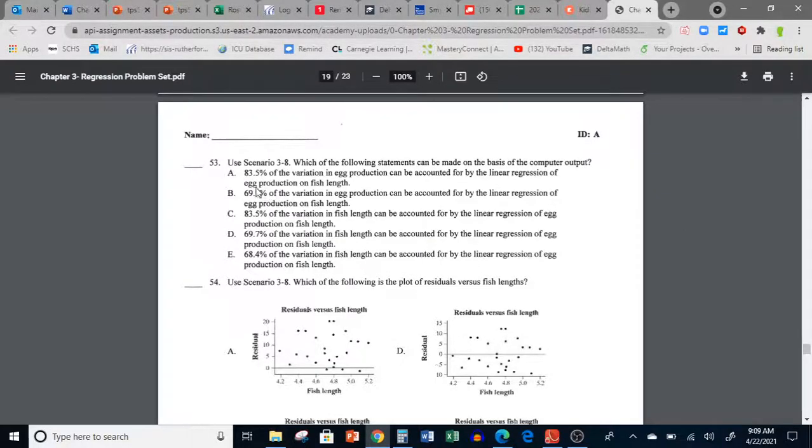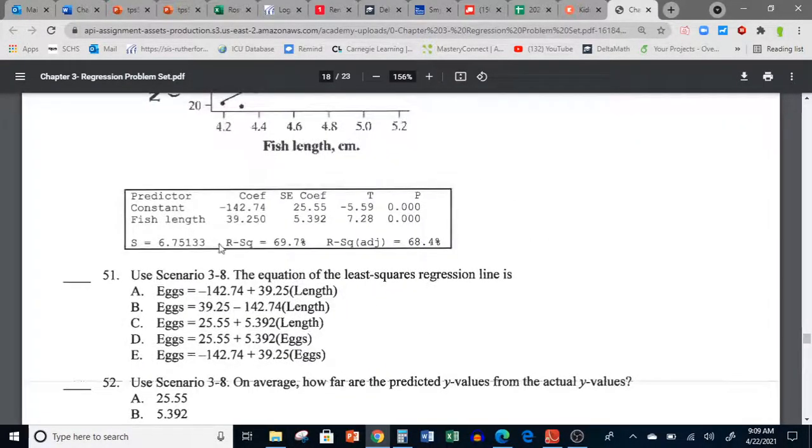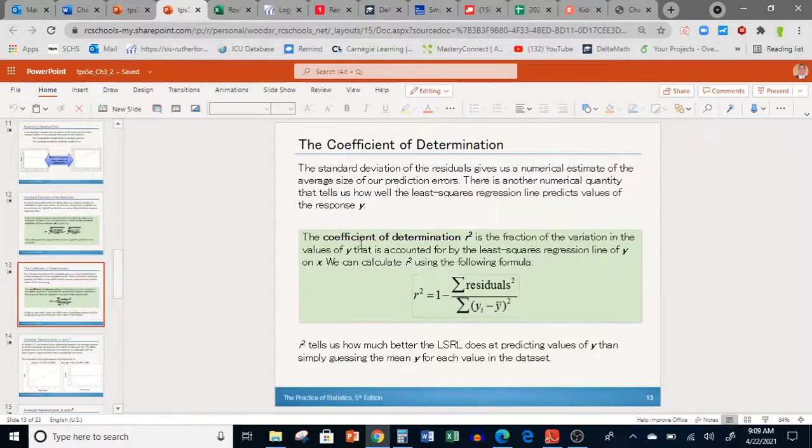Let's talk about the next question, which is number 53 here. It says, which of the following statements can be made on the basis of this computer output? So we have another topic here. We're going to talk about r squared now. This value called r squared is called the coefficient of determination. It is the fraction of variation in the values of y that is accounted for by the line of y on x.